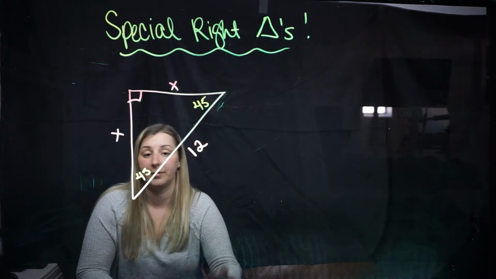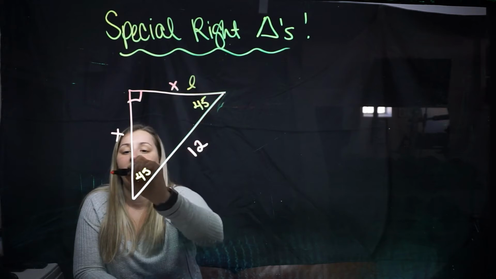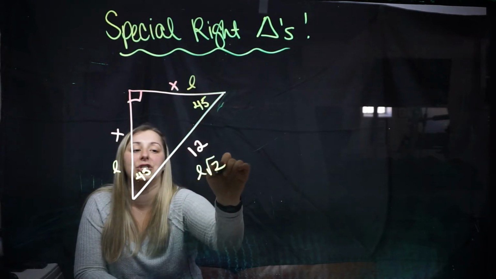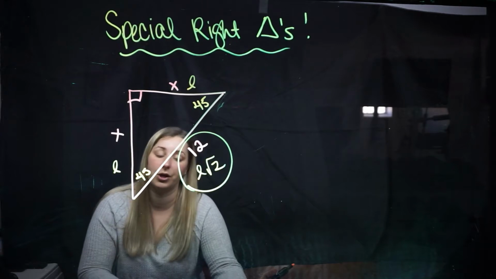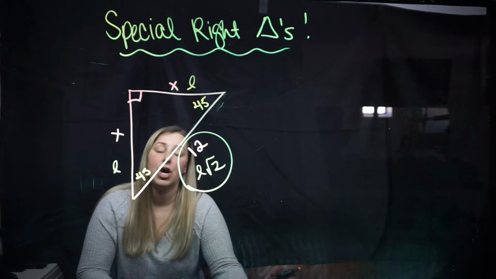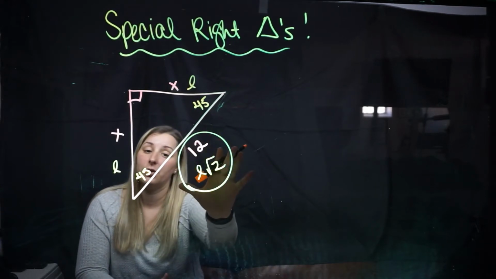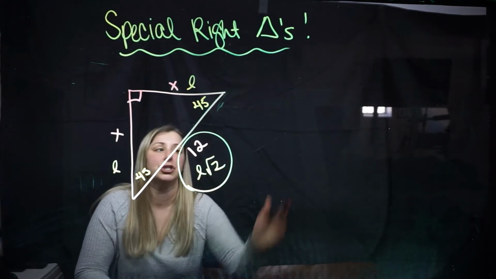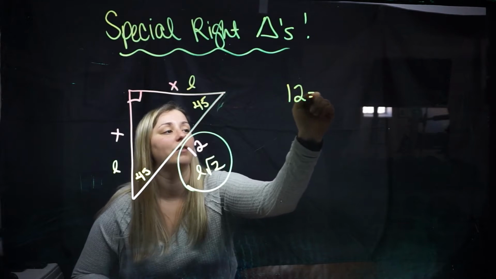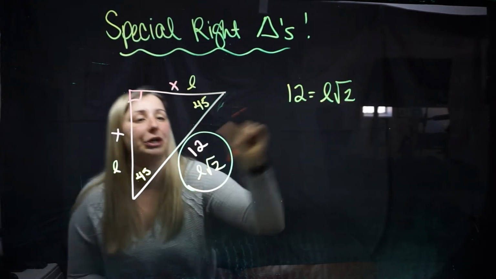So I'm going to go ahead and just label my side lengths as I usually do. L, L, L rad 2. And this time we have the hypotenuse. We haven't done one where you have the hypotenuse, right? So remember, I circle what I have. I have 12 is equal to L rad 2. So I'm going to write that here. 12 equals L rad 2.